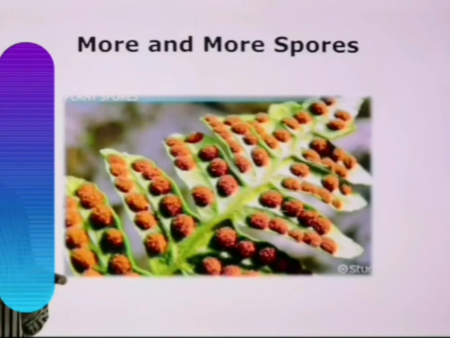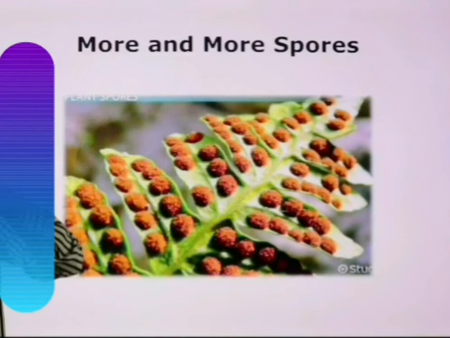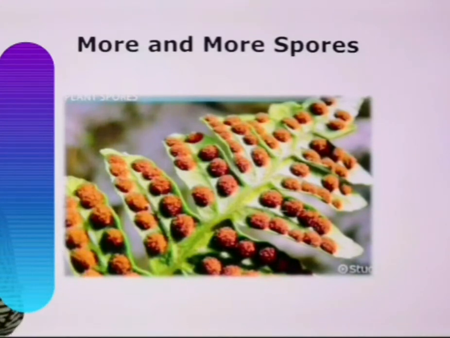Now, we said that some plants make flowers, and inside these flowers we have male and female organs that reproduce. We said that some other plants have cones, and these cones hold the seeds. Now, we will talk about the third kind of plants that have spores. Let's learn more about spores.